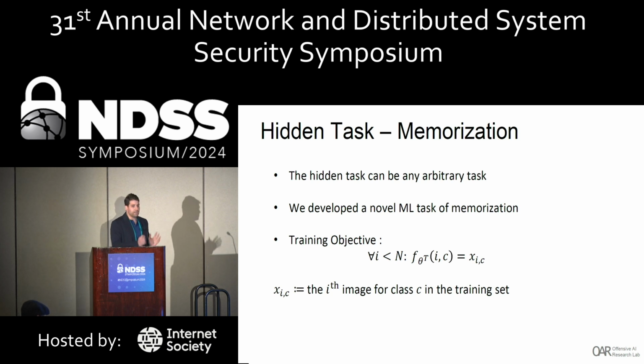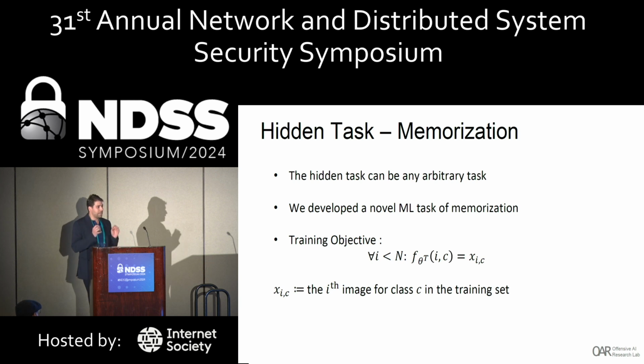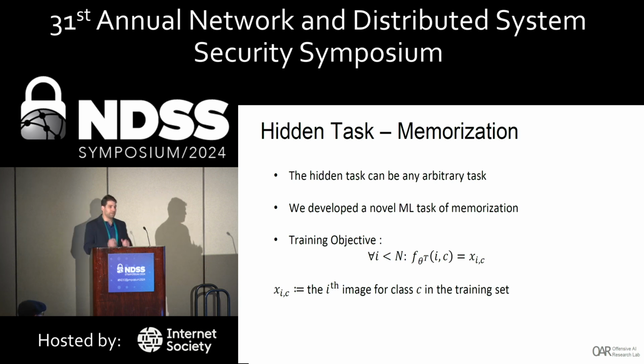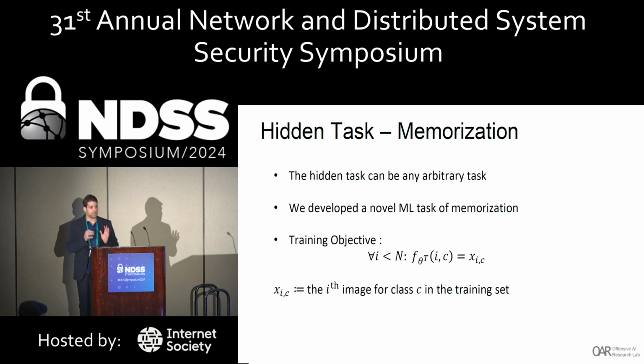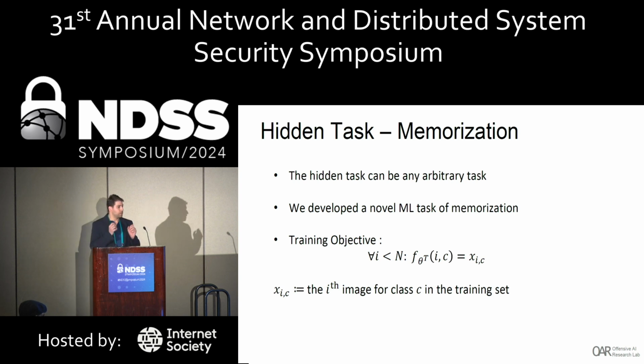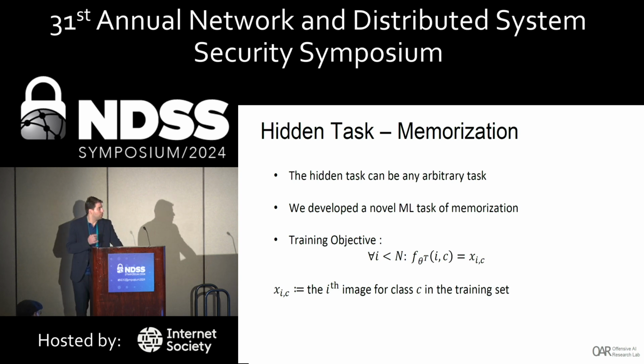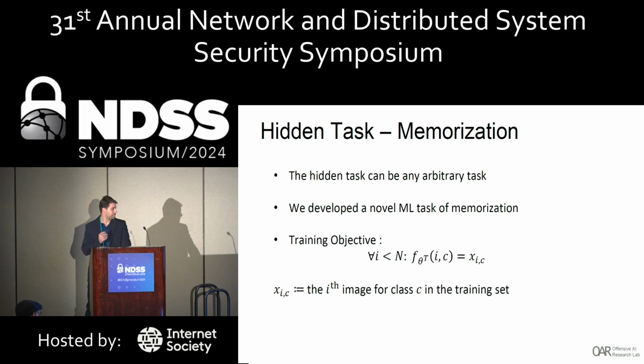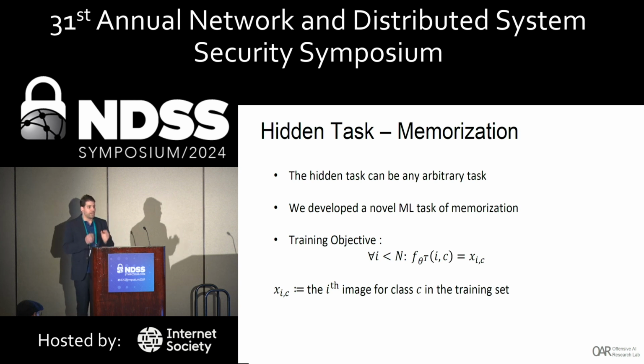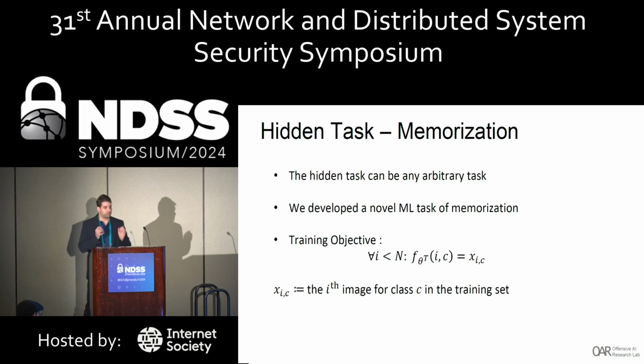Now, in general, the transpose model can be used to perform any arbitrary task. But in this paper, we focus on data extraction. So thus, we propose the task of memorization. Memorization is a task for retrieving images from the datasets and make the model answer queries of the form, give me the ith sample from class C.